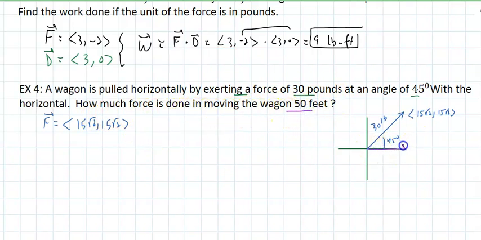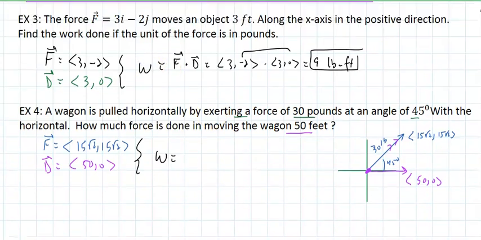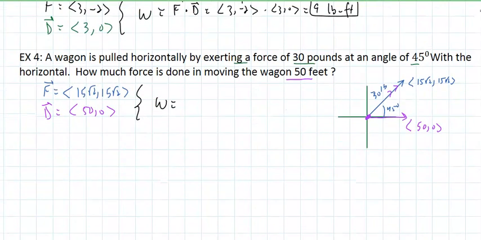If I want to move the wagon 50 feet, obviously if this is where the wagon is tied and you're pulling in this direction, it's going to be pulled in that direction 50 feet. Don't you want to move it 50, 0? So the distance I could write as a vector of 50, 0. Well, isn't that the work? Work would be force dotted with the distance.